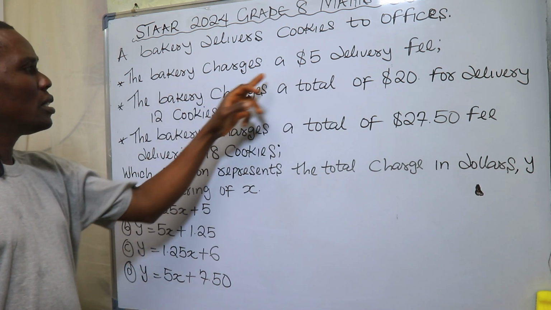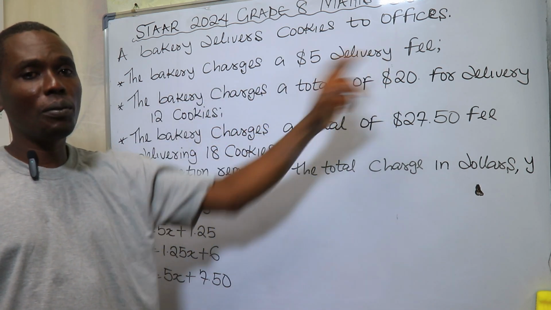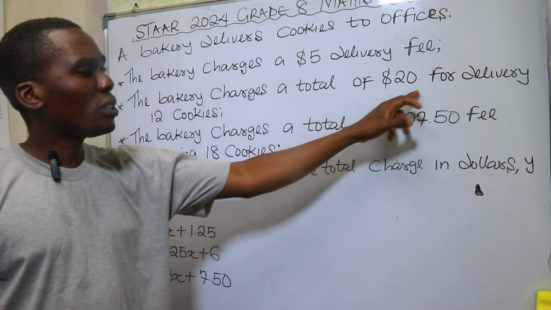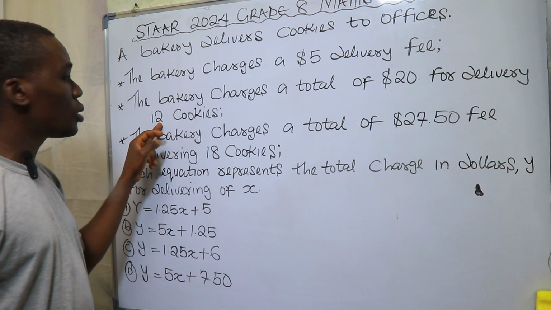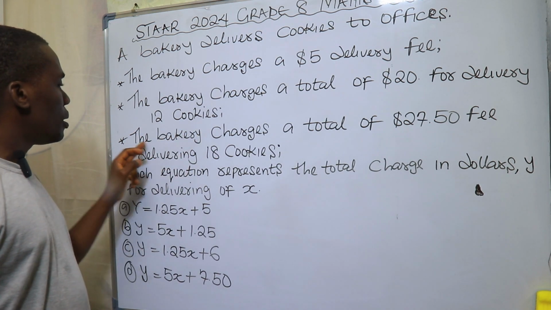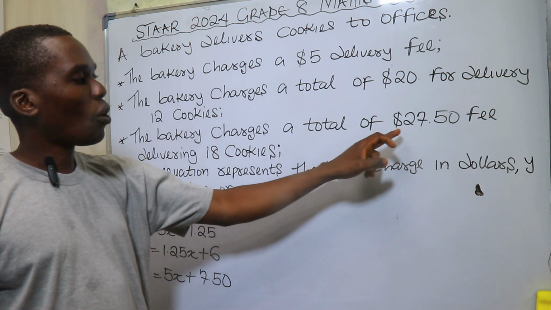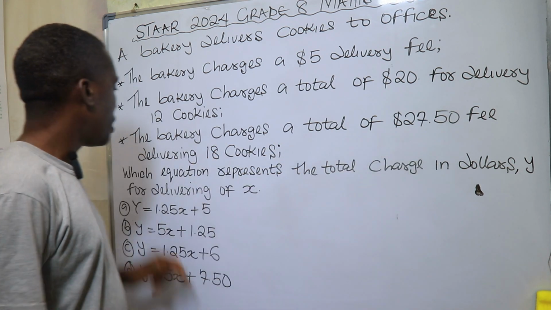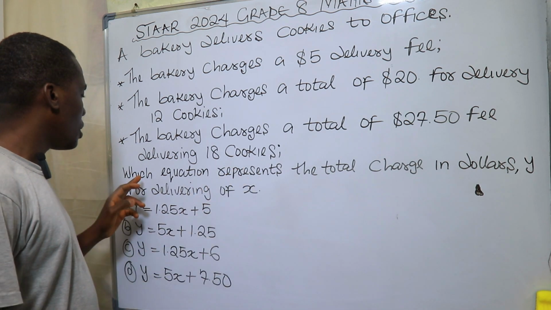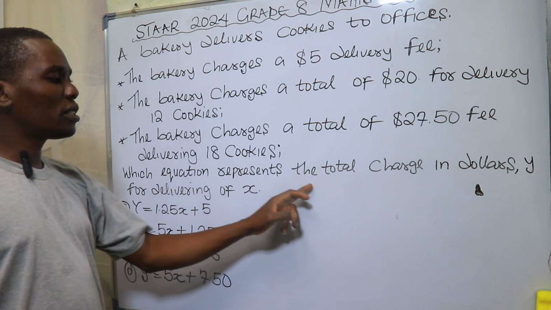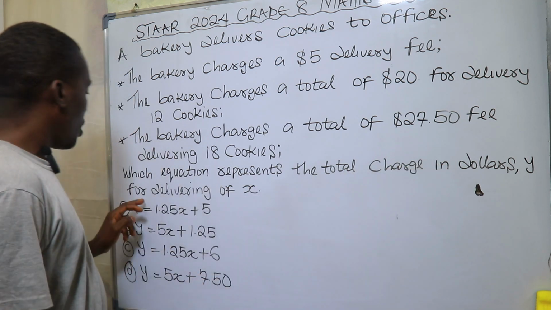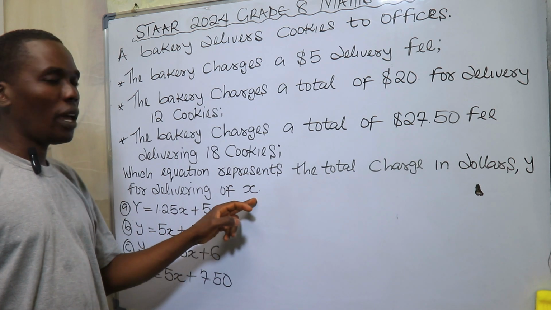The bakery charges a $5 delivery fee. The bakery charges a total of $20 for delivering 12 cookies. The bakery charges a total of $27.50 for delivering 18 cookies. Now the question is, which equation represents the total charge in dollars, y, for delivering x cookies?